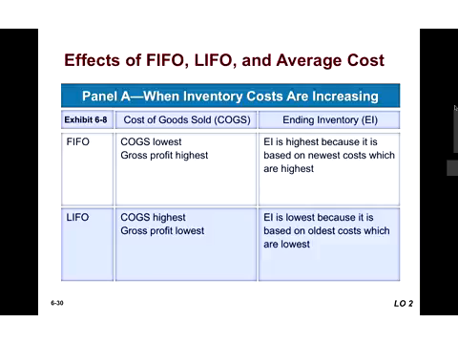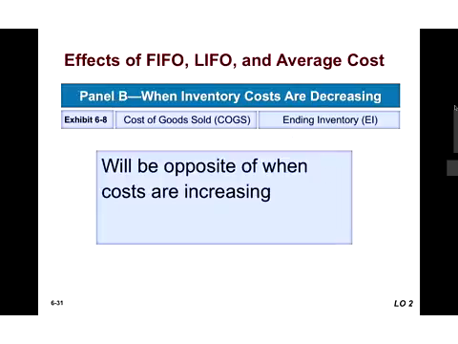Just want to point out this is panel A. Panel A is when costs are increasing. Panel B is everything the opposite of that. So inventory costs are decreasing, it's going to be the opposite. Okay, so if costs are decreasing, if we're talking about certain technology costs are falling, then you're going to have the opposite answers to what we just talked about.